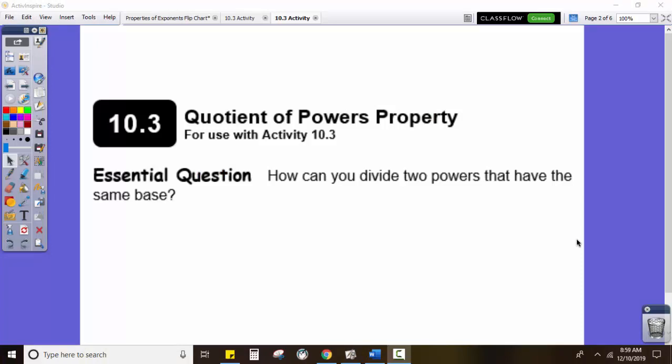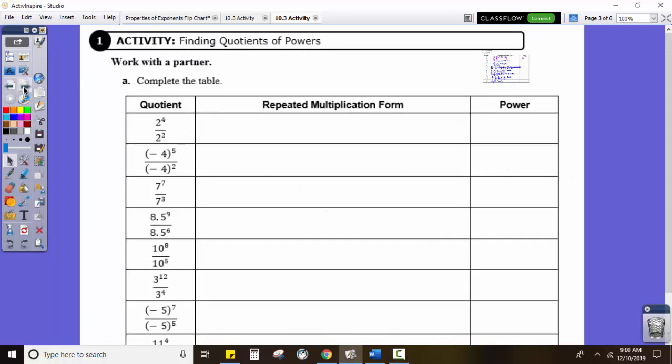In this lesson, we're going to look at the quotient of powers property. Another word for quotient is division. So the essential question: how can you divide two powers that have the same base? We're looking at dividing and applying the rule for dividing powers. In activity 1 here, you're going to complete the table and you'll end up finding the quotient of powers rule. So we'll start off together.